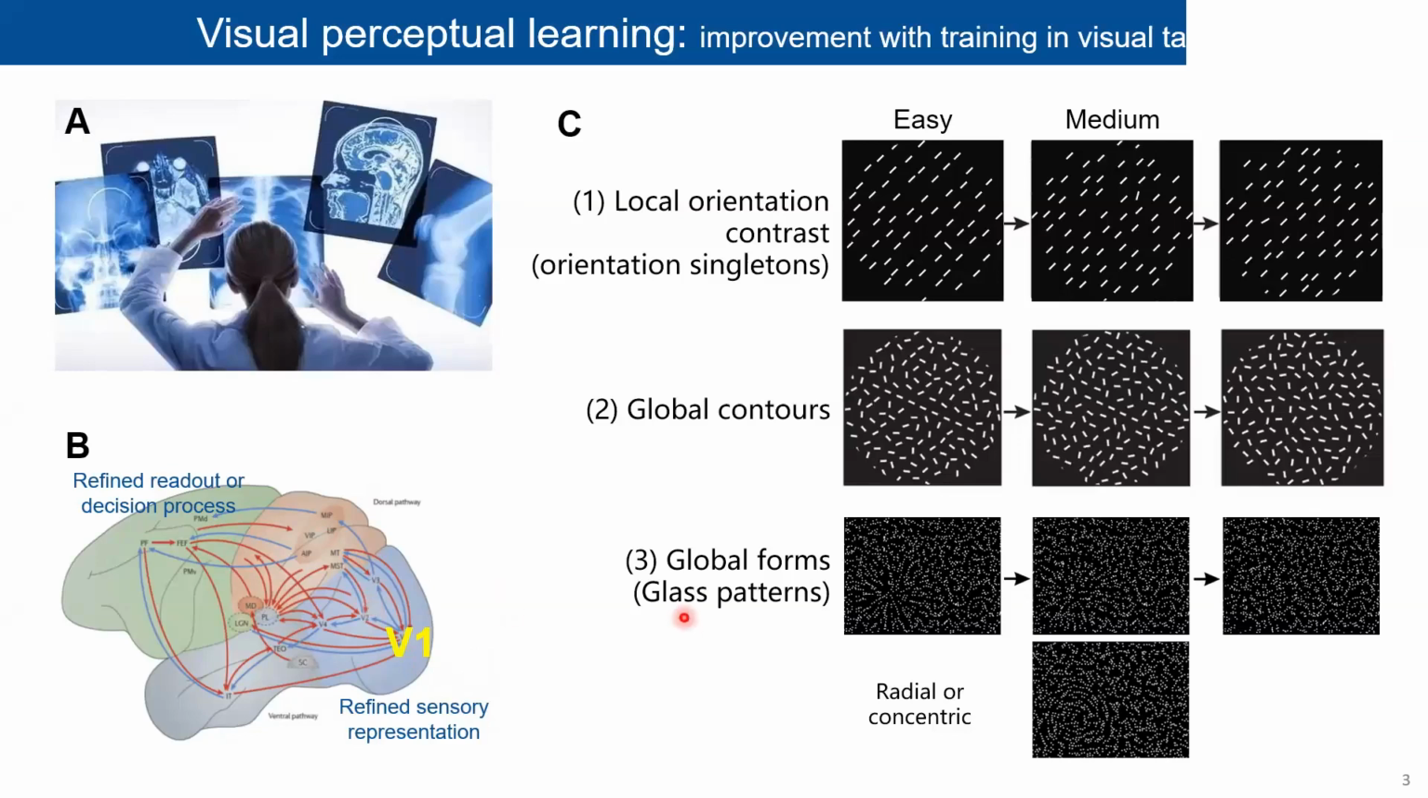So we trained monkeys in 3 different detection tasks. One task is local orientation contrast detection, or orientation singleton detection. The second task is global contour detection. And the third one is global form detection. We used the glass patterns here. For all these 3 types of stimuli, the target saliency or the task difficulty could be parametrically controlled from very easy conditions, the popping out condition, to very hard, difficult conditions.